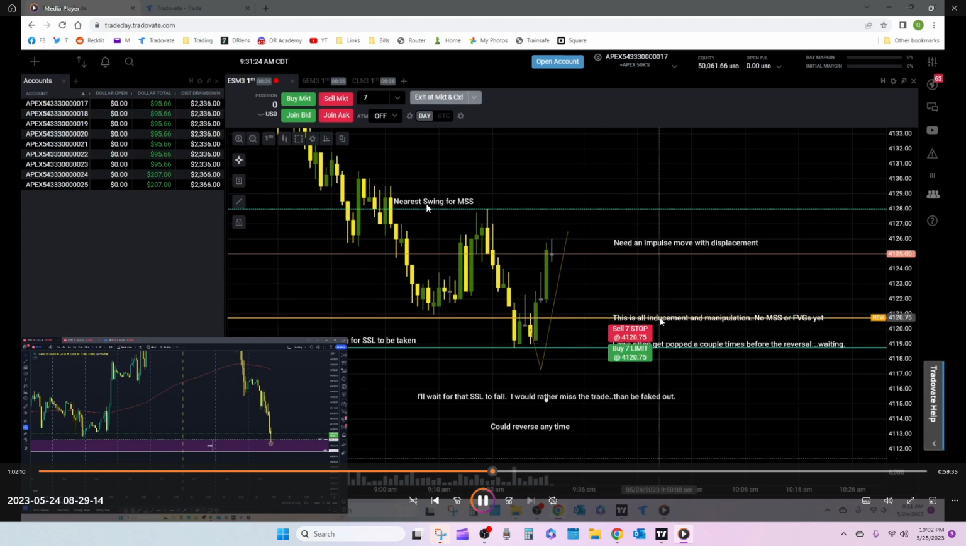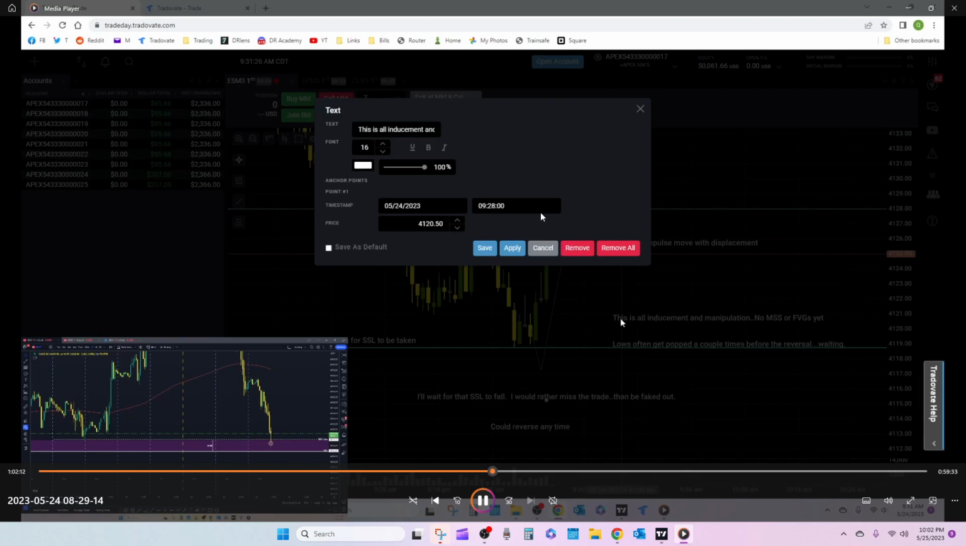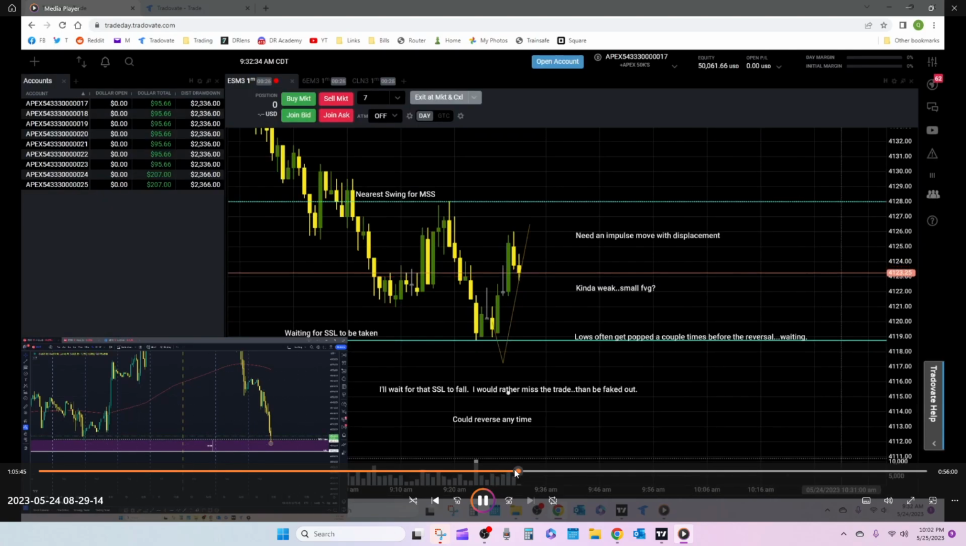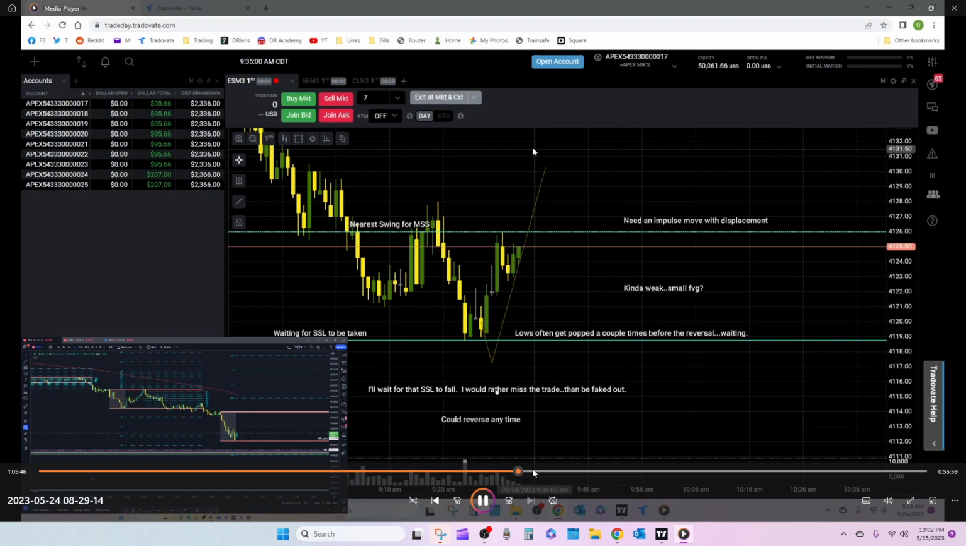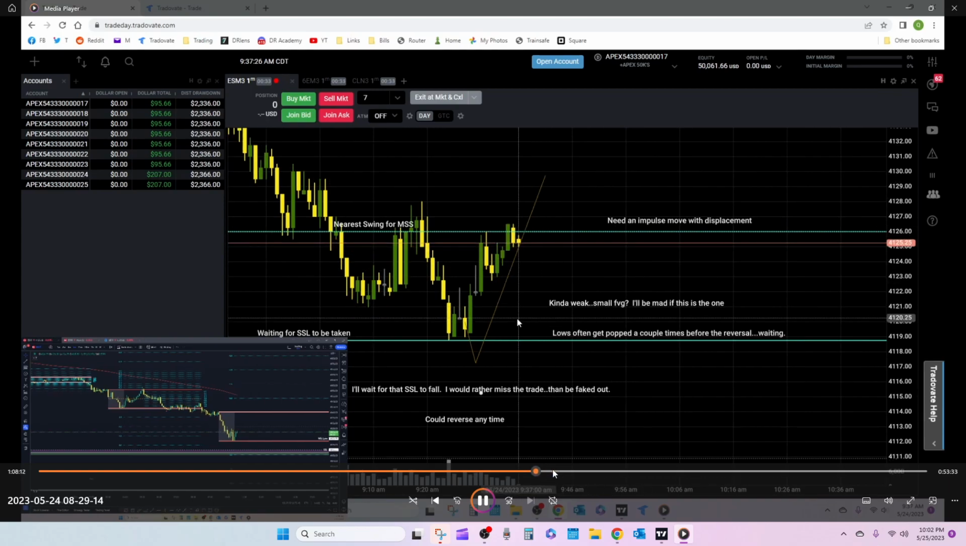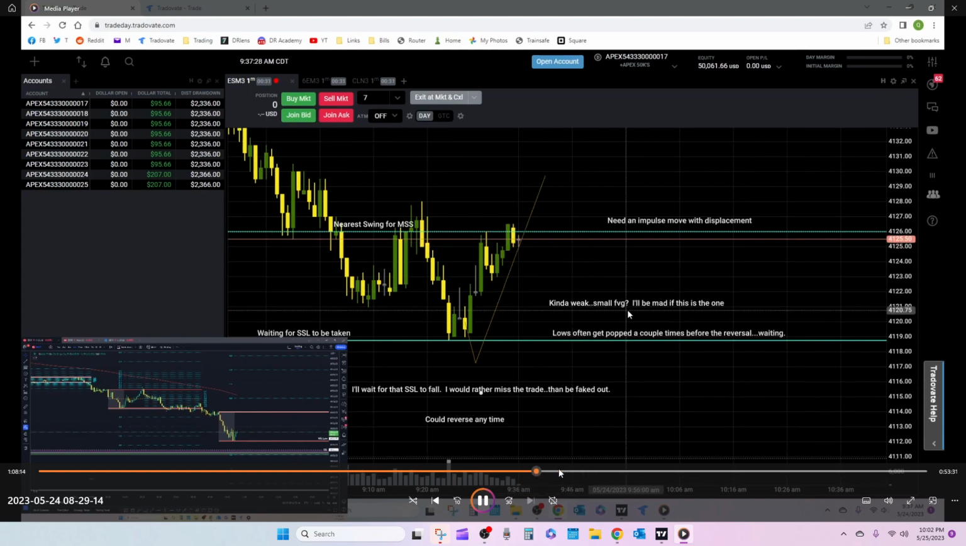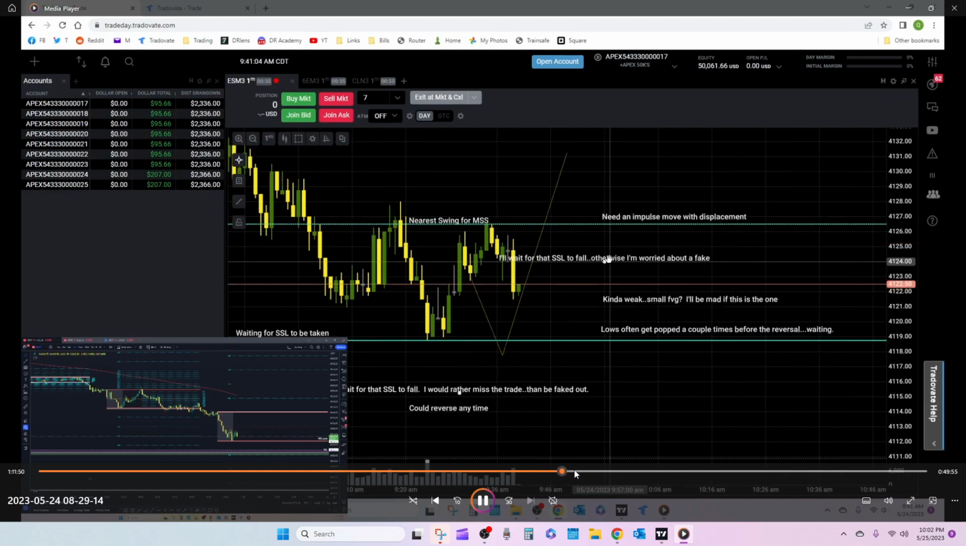So here's my new swing. I need to see an impulse candle break that swing, or multiple candles in a leg break that swing and create a fair value gap. That's the whole idea behind the silver bullet. And we still got a ways to go. It actually comes down here and makes 2 double bottoms, so we're not even to the first double bottom yet.